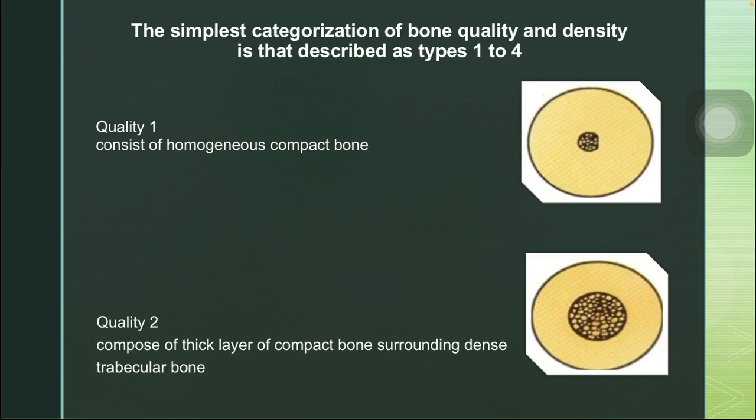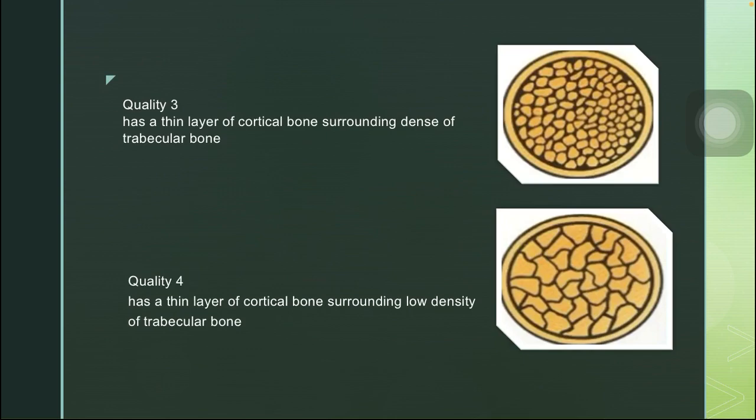For bone quality, there are 4 categories. Quality number 1 consists of homogeneous compact bone. Quality 2 is composed of a thick layer of compact bone surrounding dense trabecular bone. Quality 3 has a thin layer of cortical bone surrounding dense trabecular bone. Quality 4 has a thin layer of cortical bone surrounding low density trabecular bone.